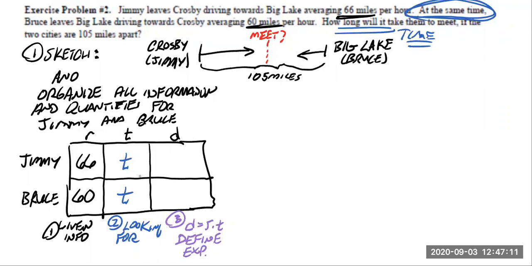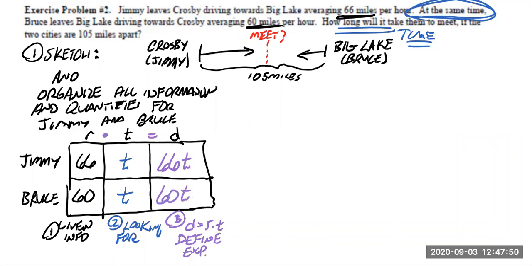When we do this, we know that if I take rate and I multiply by the time, I get distance. So if Jimmy's rate is 66 and his time is T, the distance we could write as 66 times T, or 66T. So I'm using that relationship between rate, time, and distance to define an expression for the distance. So Bruce, his average rate is 60, the time is T, so the distance could be expressed as 60T.